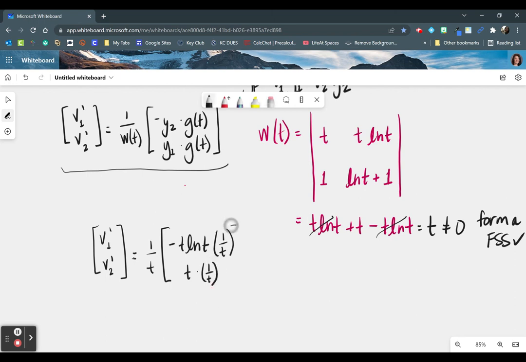All right. Keeping in mind, we're going to simplify each of those elements, but then they also get multiplied by that 1 over t that I have on the outside of my matrix. So that is going to give me these two elements, negative 1 over t natural log t, and 1 over t.